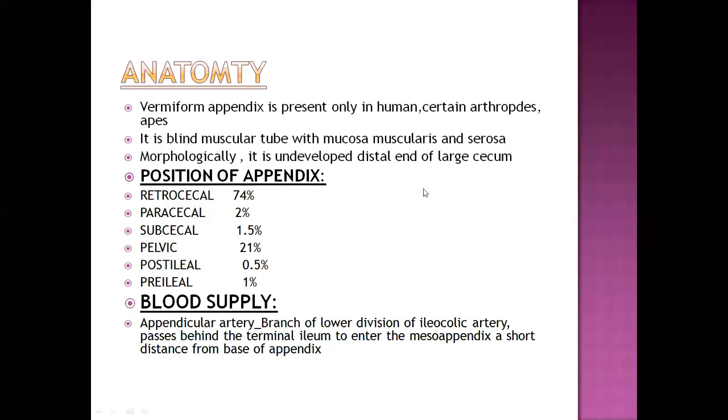The position varies as the cecum rotates after infancy, from infancy to childhood. The cecum rotates and the position of the appendix comes to a different position in later life. Retrocecal is more common, then paracecal, subcecal and pelvic. These are the positions, and the most common is retrocecal. The pelvic is the second commonest position.